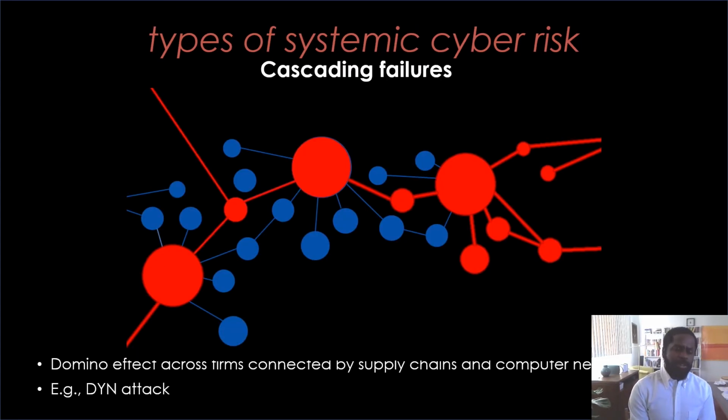So there are different types of systemic cyber risk that we can define. And so the first one of these is the cascading failure. So that's the domino effects that ripple across firms connected in supply chains and computer networks. Dyn is the good example of that.